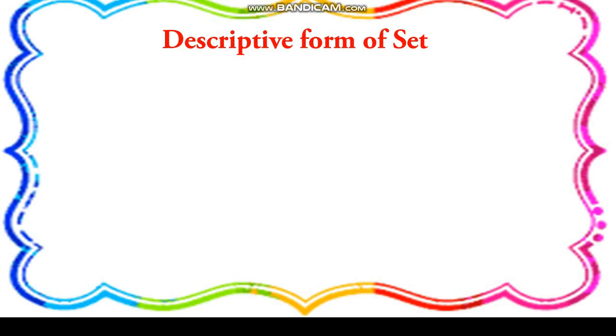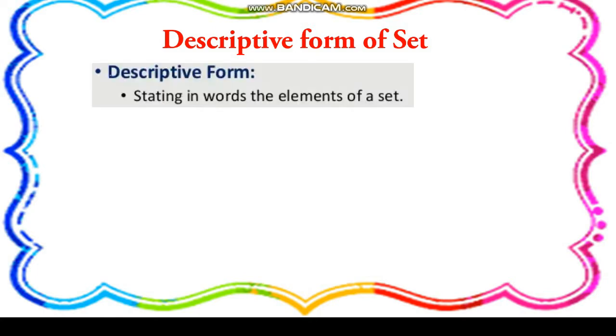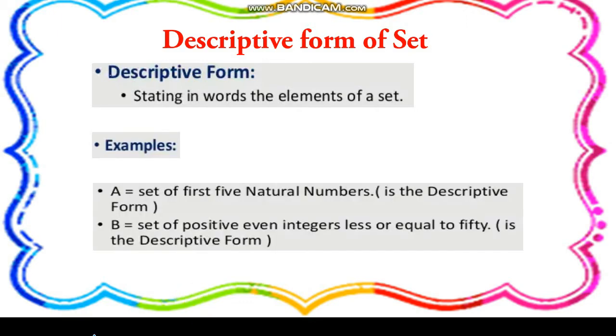Number 1 is descriptive form of set. So how to write the set in descriptive form? Let's see. Descriptive form is stating in words the elements of a set. So in descriptive form we state or write the elements of a set in words, like in the form of a statement. So set of first 5 natural numbers are written in descriptive form. Similarly, set of positive even integer less or equal to 50 is also written in descriptive form or the statement form.